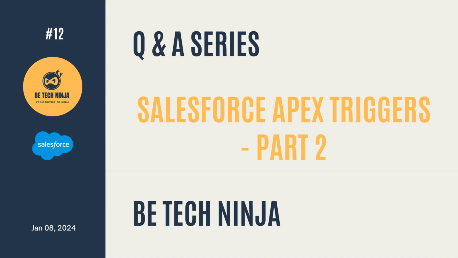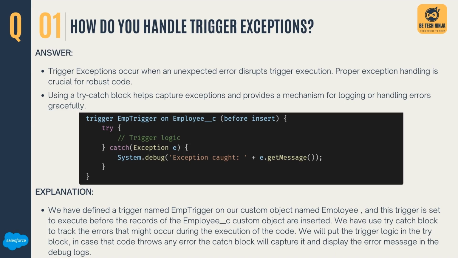Now, let's get started. Question: how do you handle trigger exceptions? You can answer it like, handling exceptions in Apex Triggers is important to ensure the smooth execution of trigger logic and to provide meaningful error messages to users. You can use try-catch blocks to catch exceptions and take appropriate actions.